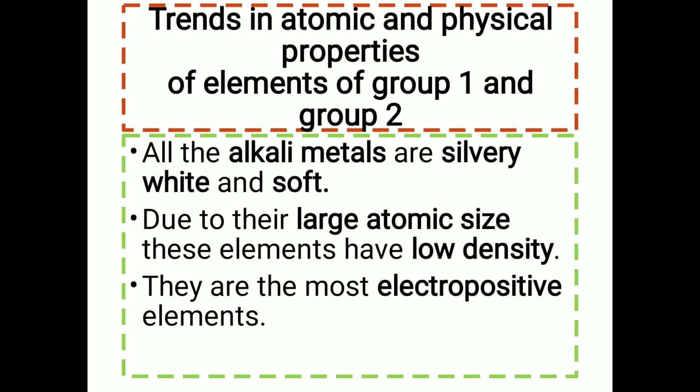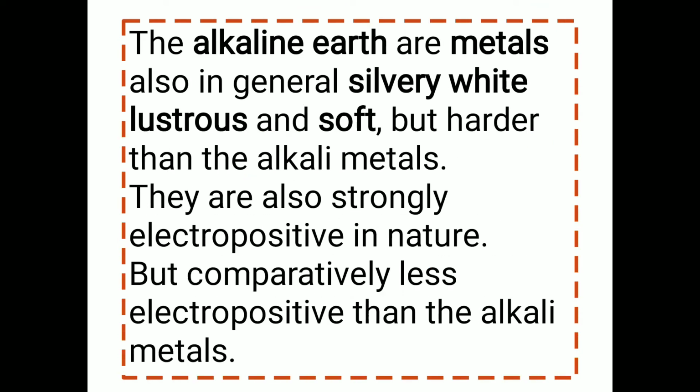All the alkali metals, meaning group 1 elements, are silvery white in color and they are soft. Due to their large atomic size, these elements have low density and they are the most electropositive elements. That means sodium and potassium, that is Na+, K+, and these elements of group 1 are electropositive in nature. Now the second group elements, that is alkaline earth metals. These are also metals, and in general they are also silvery white, lustrous and soft.